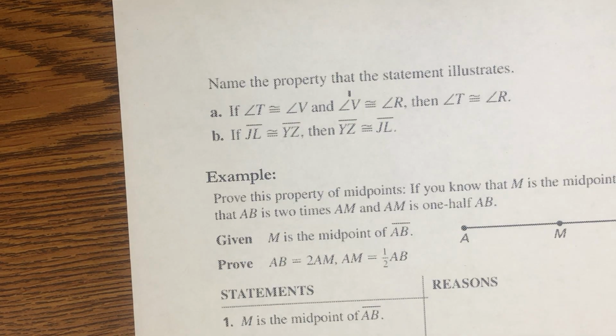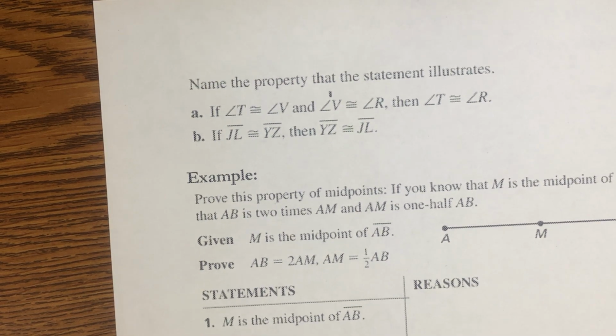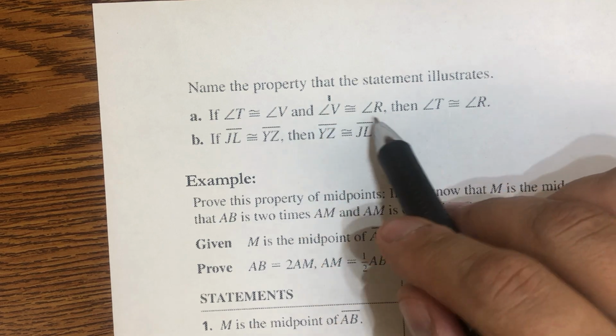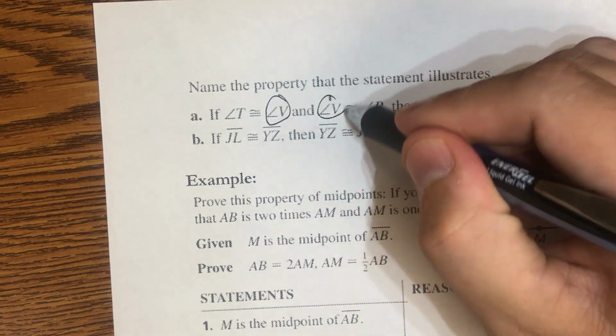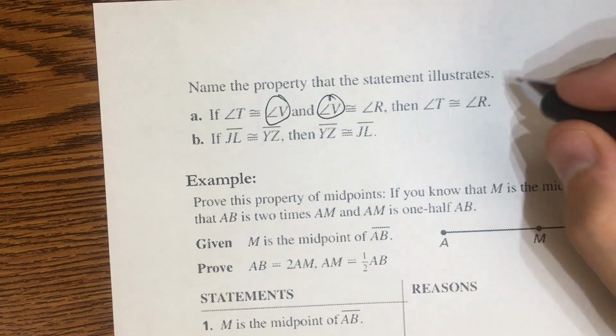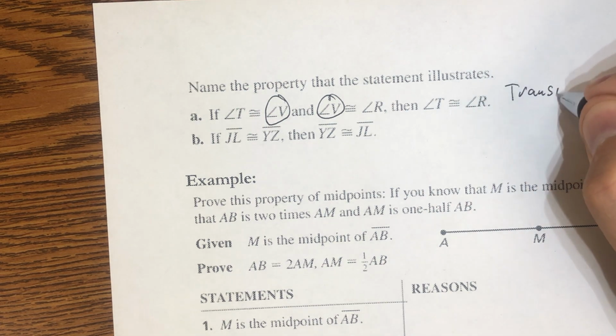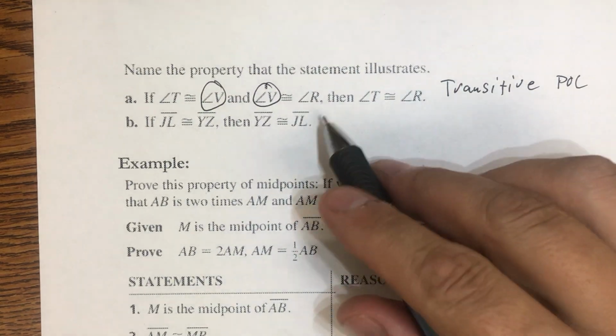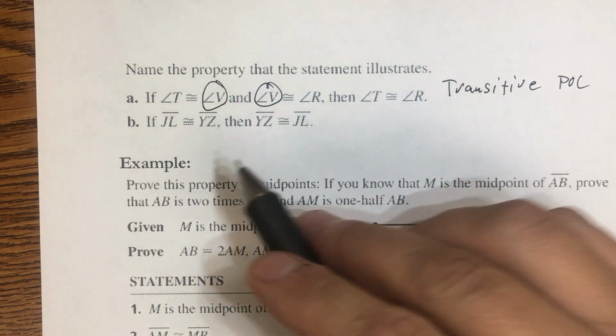So this one here, name the property that is illustrating it. It says T is congruent to V and V is congruent to R. The V's match. Therefore, T is congruent to R. That is the transitive property of congruence, POC. Okay? Make sure you look at the sign. This was a congruent sign, not an equal sign.